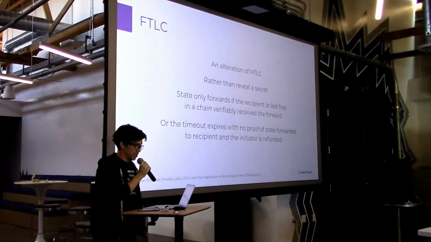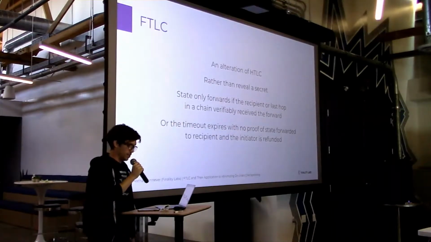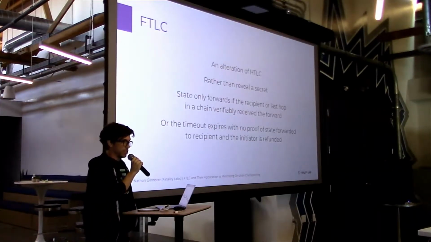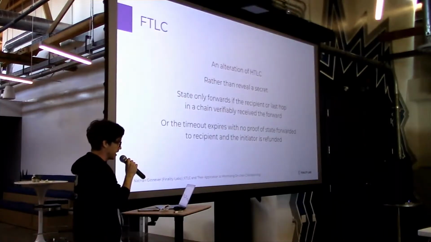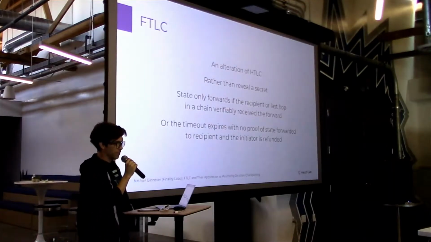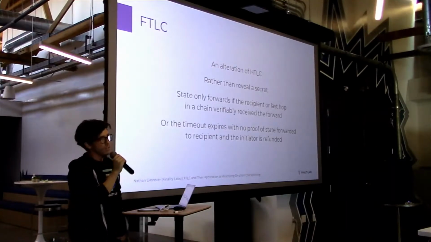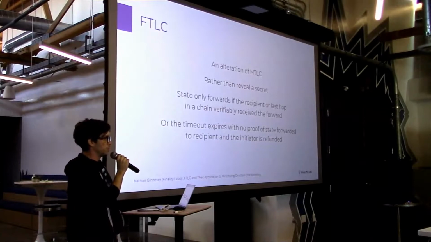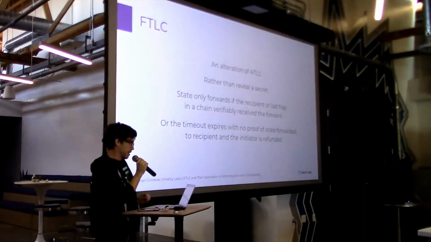So what would a forward time lock contract look like? This is something that would be an alteration to the hash time lock contract. Rather than revealing a secret as the condition to forwarding payments over the intermediaries, state may only forward if the recipient of the last hop in the chain verifiably receives it. So that's kind of the key there. If you can build a proof that the payment actually moved to the last person, you don't really need to make that last person generate a secret to send off to anybody.